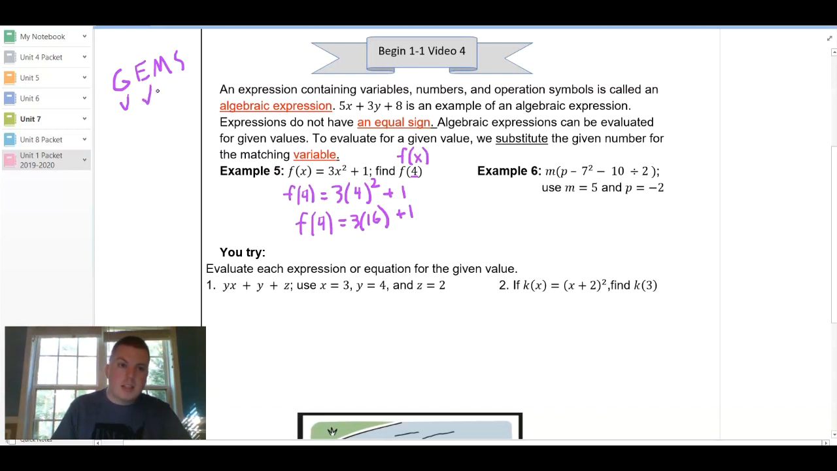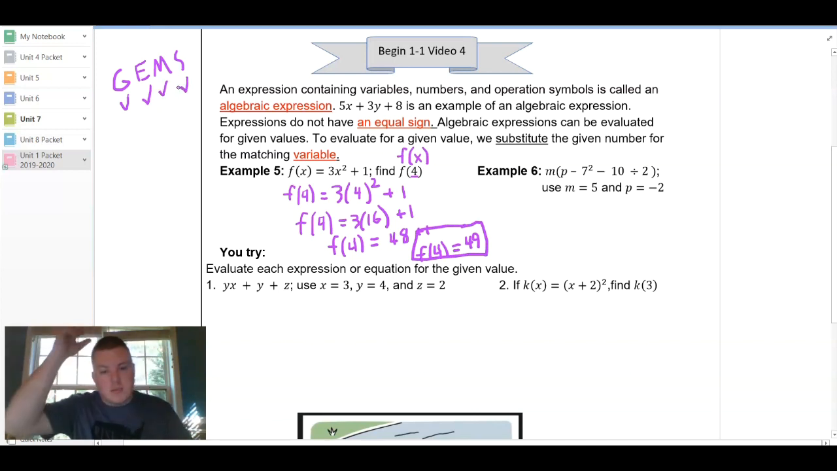So I've taken care of my exponents. The next thing I want to do is multiply and divide. I do have some multiplication. I am multiplying 3 times 16, which is going to give me 48. And then I'm down to my last step of 48 plus 1. So f of 4 is going to equal 49. And that's going to be my answer. So I checked off my multiplication and division. I checked off my subtraction and addition. And I've come down to my final answer of this equation. f of 4 is equal to 49.